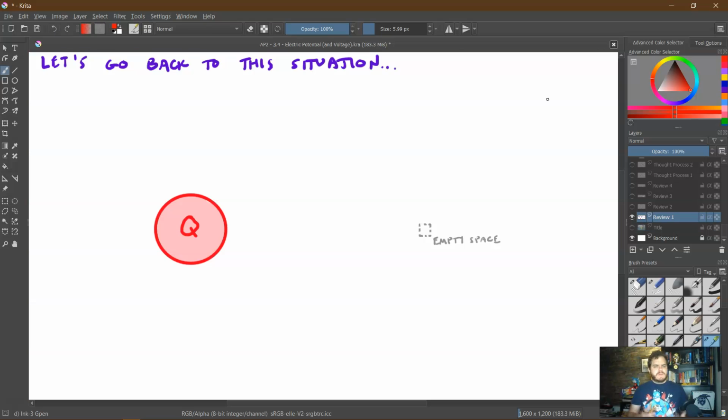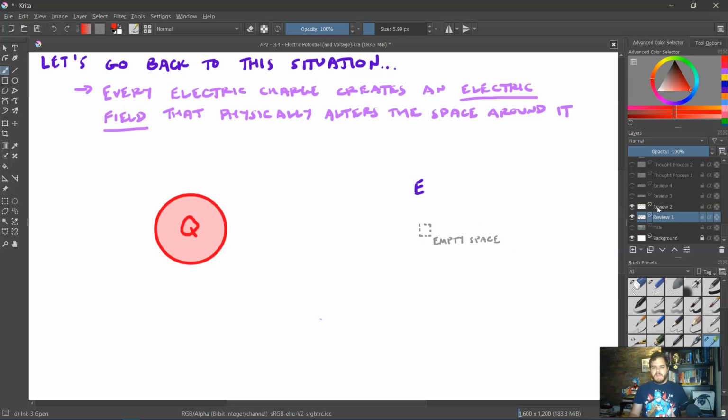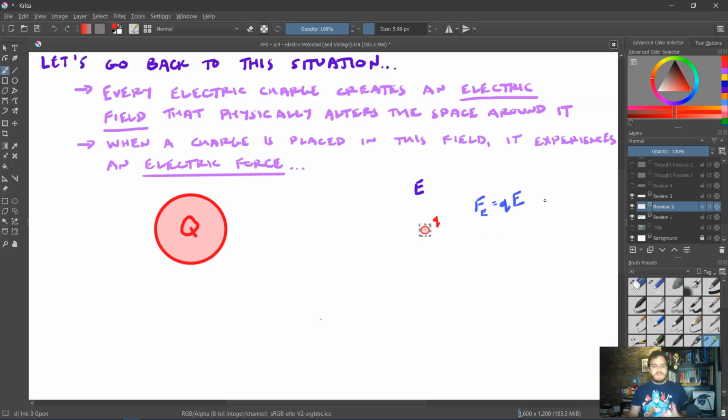So let's just go back to a situation we've really talked about in many different contexts now. We have a really big charge here, some sort of source charge, and it is going to physically alter the space around it due to the fact that it has charge. And it does that by creating what is known as an electric field. This electric field spreads out into all space, even if there's nothing else around it, it is still there. Now, that means if we place another charge in this field, this charge is going to experience an electric force.